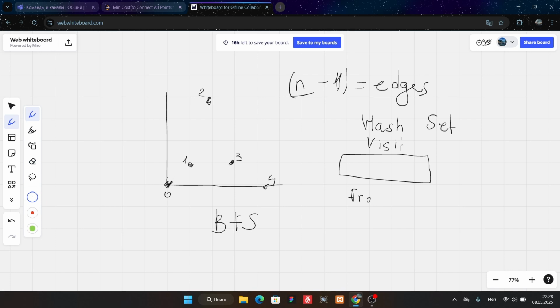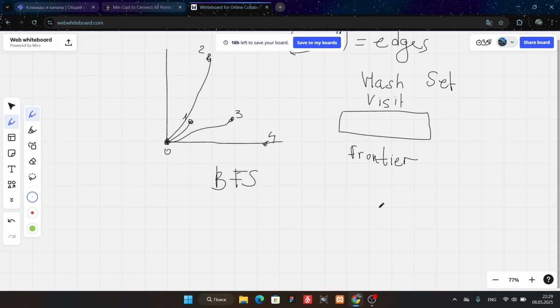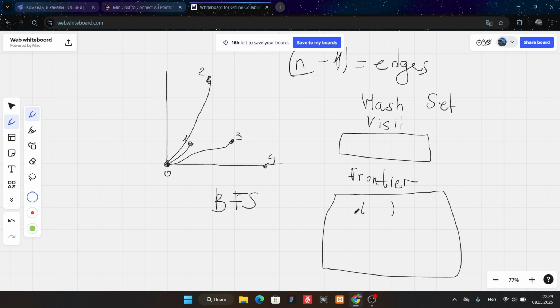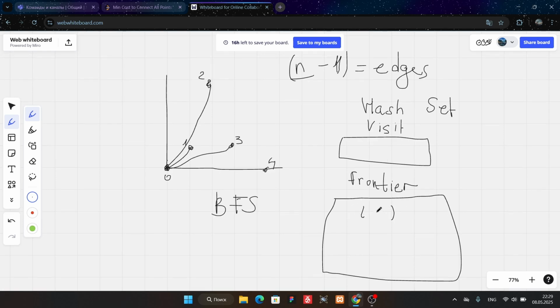Then, first of all, for node 0, we have to find out the minimum cost to connect to the others. When we start at 0, we connect to all of them and calculate which is the minimum. Let's keep it by this, by its cost and edges.